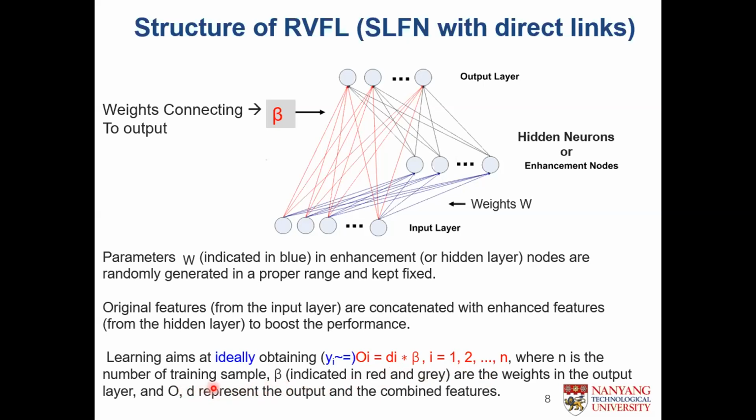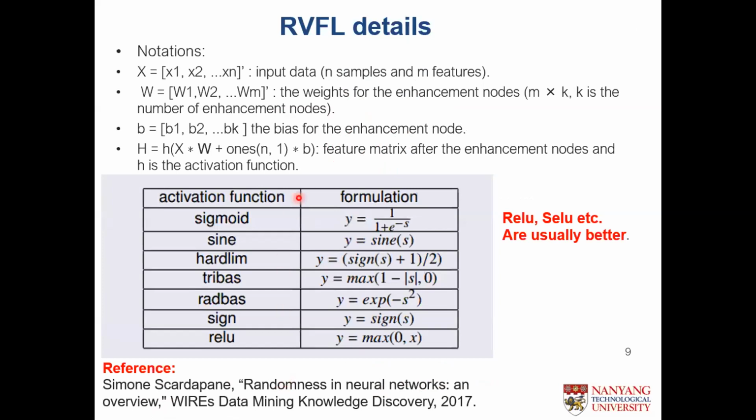So what they represent, I have already mentioned. O is the output, D is the data. X is denoting the input data, for example, N number of samples and M number of features. The W, as I mentioned, are the weights between the input features and the hidden layer, and these are randomized. Bias is also randomized, and we have activation functions at the hidden layers.